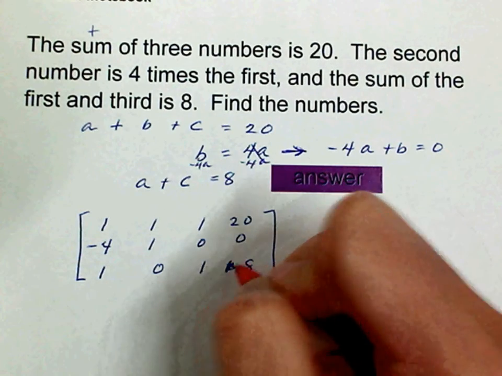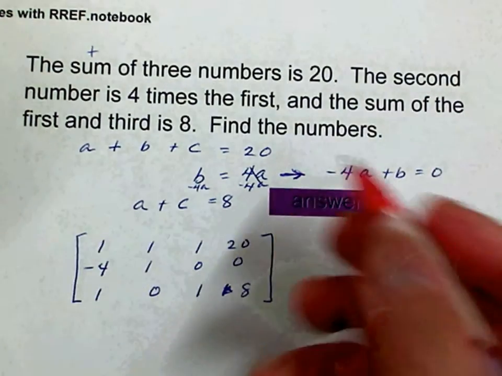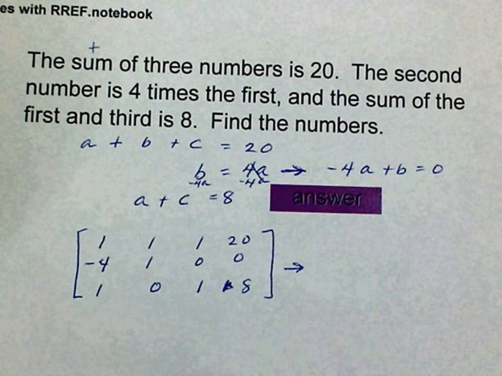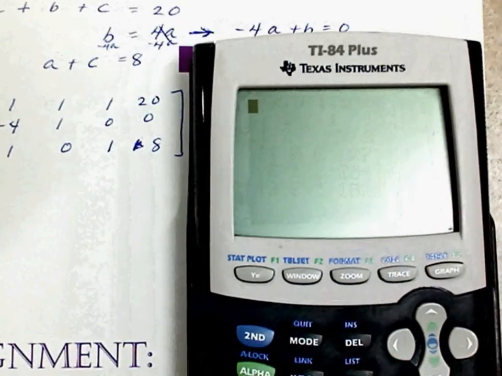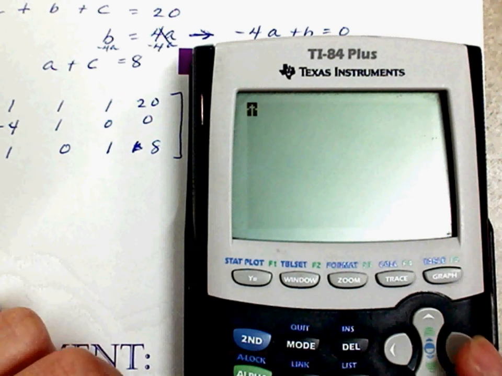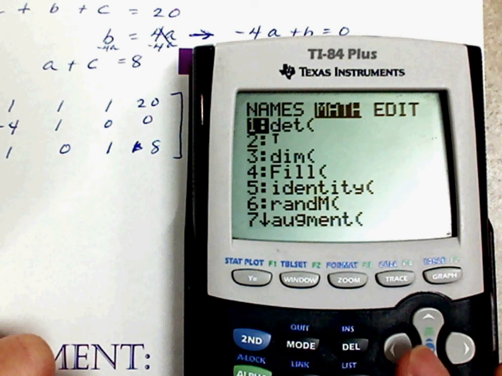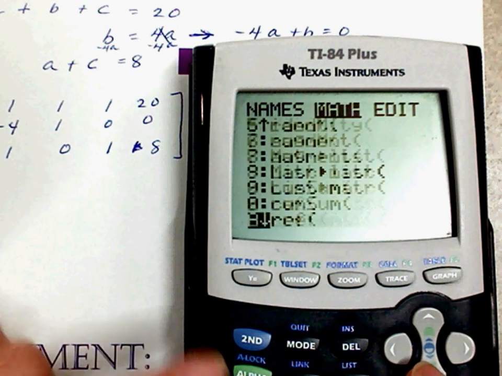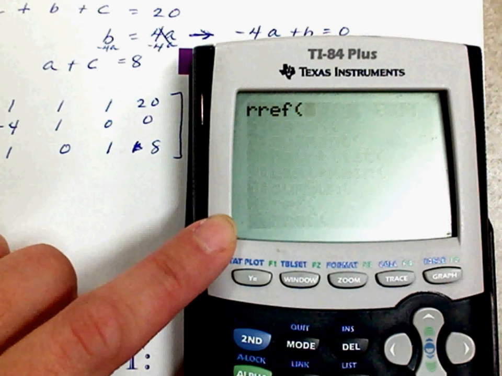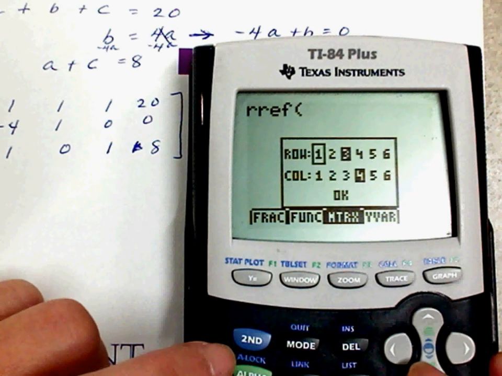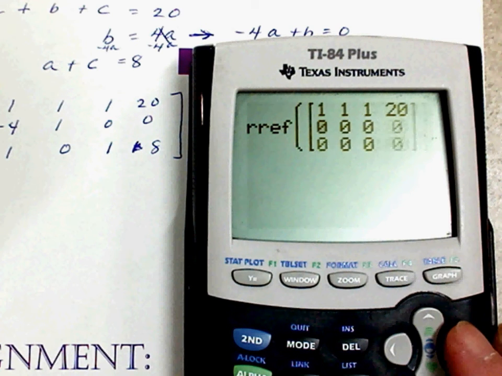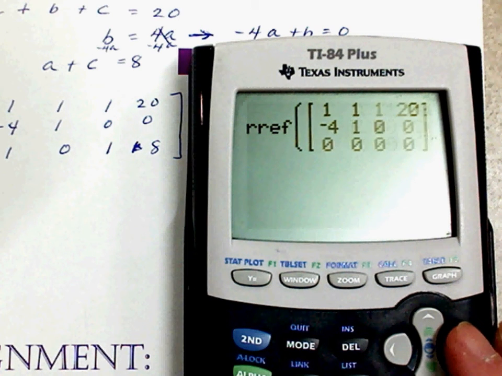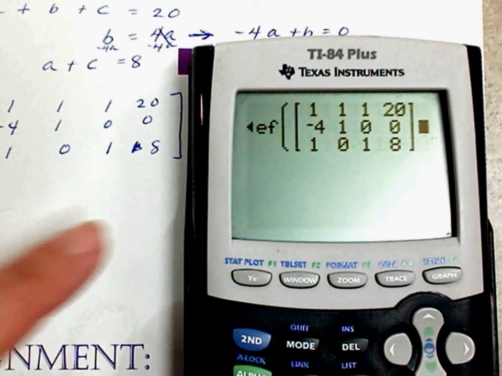Now, let's go ahead and use our calculator to solve so we don't have to do it the long way. I'm going to clear mine so you can see it better. So second, matrix, right-click to math. Scroll down to RREF, which is the letter B, push enter. Alpha zoom, it's a 3 by 4. 1, 1, 1, 20, negative 4, 1, 0, 0, 1, 0, 1, 8. Make sure you enter it correctly.